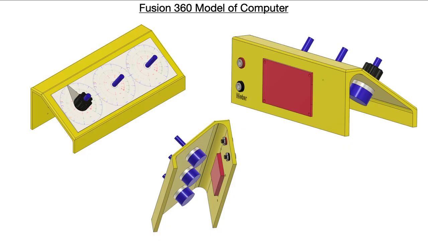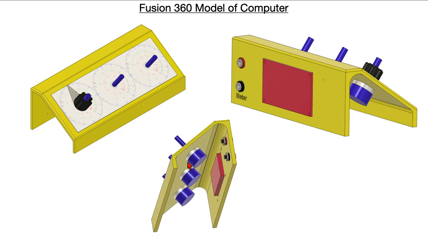So I created a Fusion 360 model of this thing. I needed something to hold all this stuff together, so I modeled this holder here, and I 3D printed it. So here's the holder for everything.